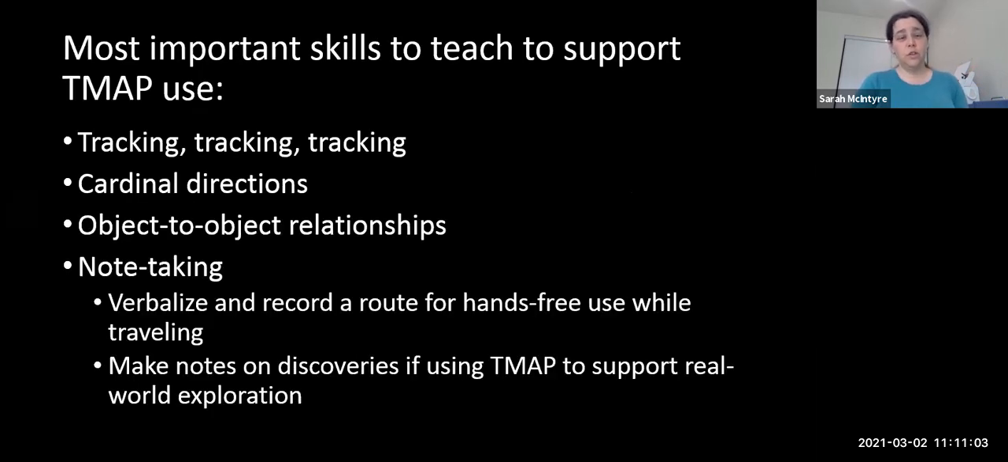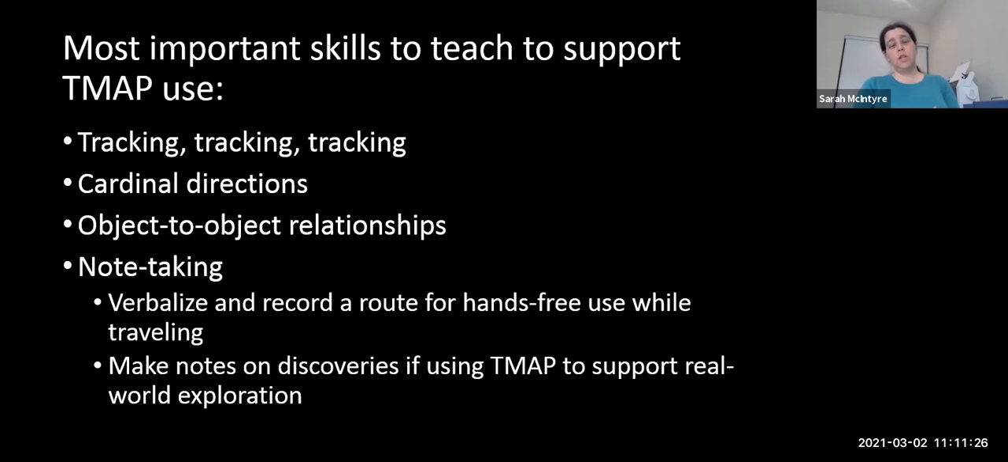Most important skills to teach to support Tmap use: tracking. Tracking is probably the single biggest thing, is tracking lines. Also cardinal directions. If you do Tmaps without really working on cardinal directions, it is very difficult to transfer knowledge from a map to the real world.